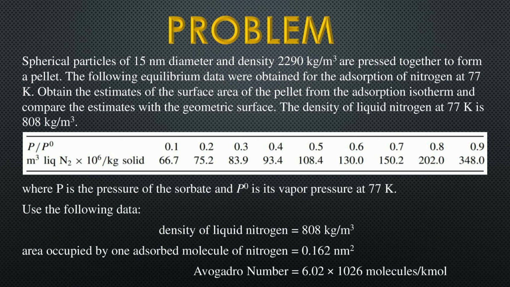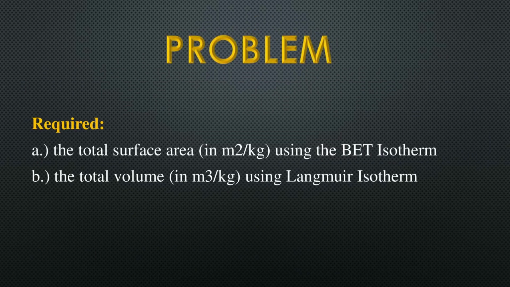First, the density of the liquid nitrogen is equal to 808 kg per meter cube. The area occupied by one adsorbed molecule of nitrogen is 0.162 nanometers squared, and Avogadro's number is 6.02 times 10 to the power of 26 molecules per kilomole. We need to find the total surface area in meter squared per kilogram using the BET isotherm and the total volume in meter cube per kilogram using the Langmuir isotherm.